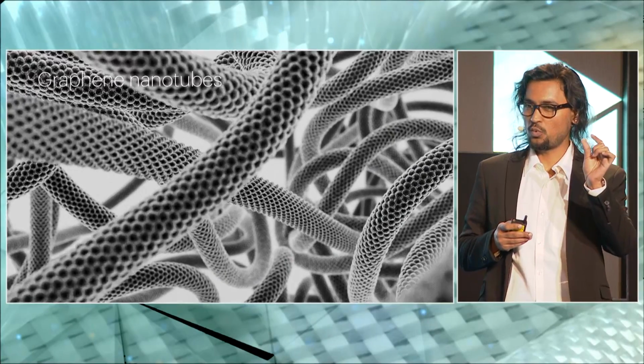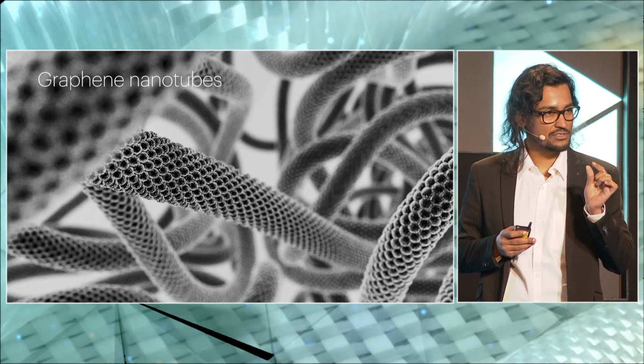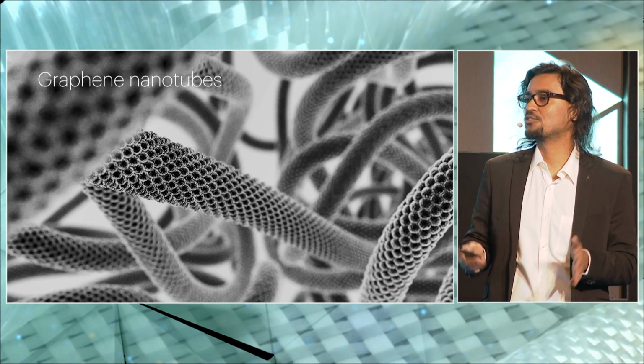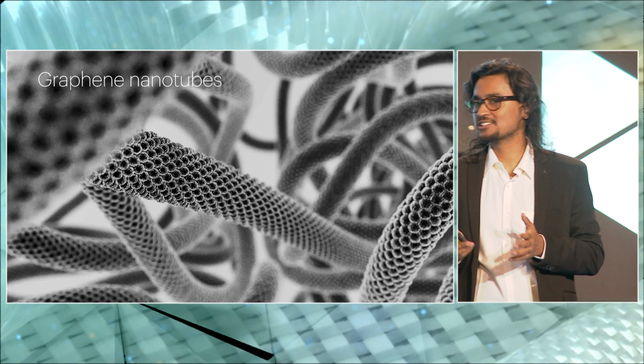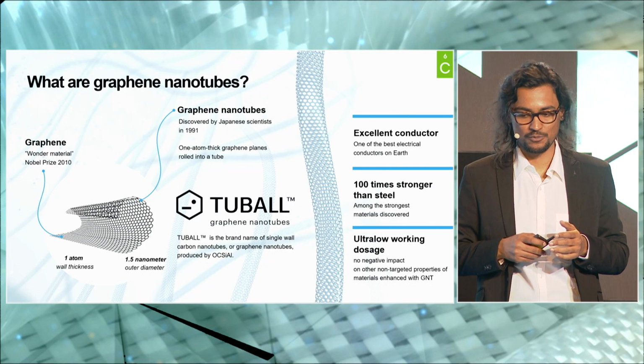So to start with the obvious question, what is a graphene tube? You take one atom thick sheet of carbon, just one atom thick, not two, not multiple, and you roll it into a tube of about 1.5 nanometer in diameter and 5 micron and higher in length. That is what you call graphene nanotubes.